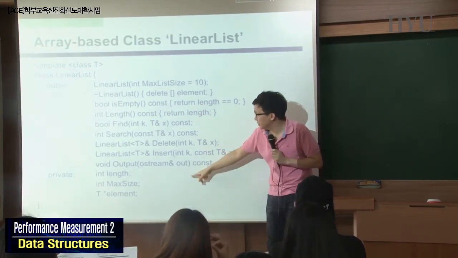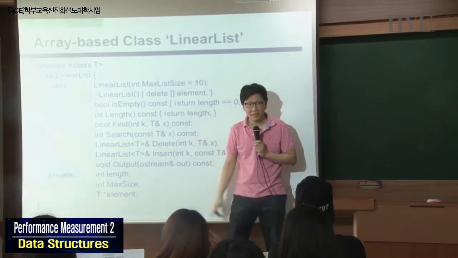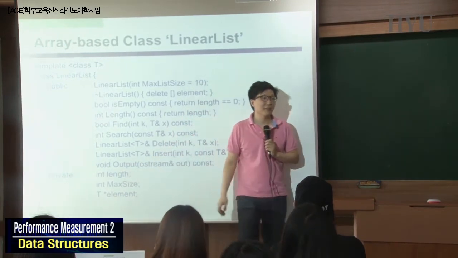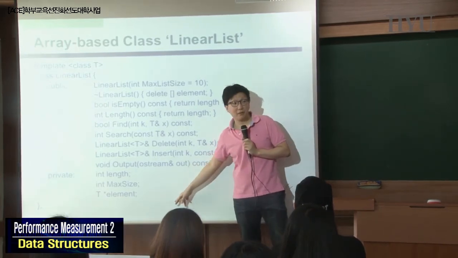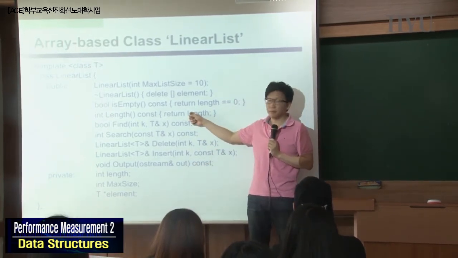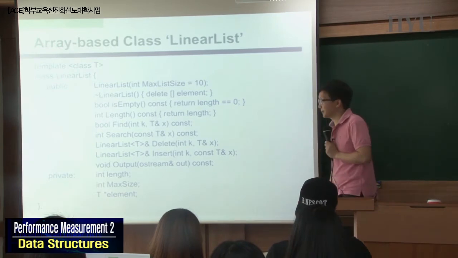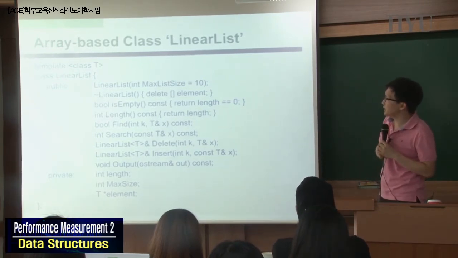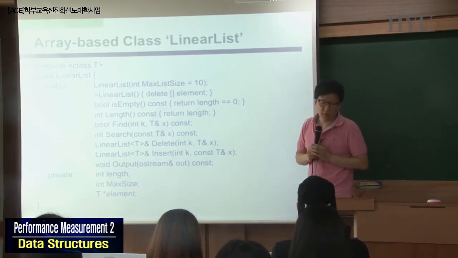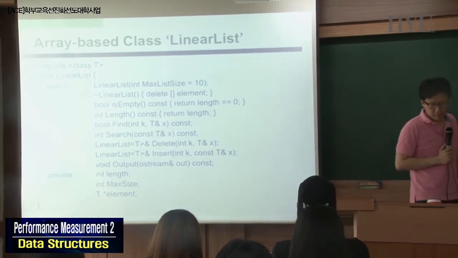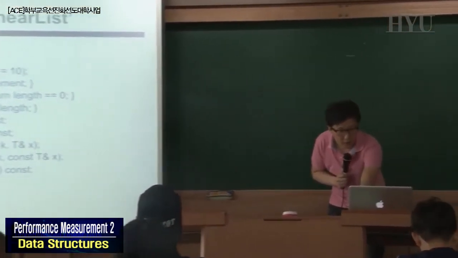These variables are defined as private here, private length. If this were also public, then I could just simply ask linear list dot length. But because those are private, I have to ask for these numbers through the public functions like this. I have another set of functions returning the value of each private value. Boolean find as well. Insert linear list t, delete linear list t, insert those the addresses of a position. Okay, that's for array-based ones.